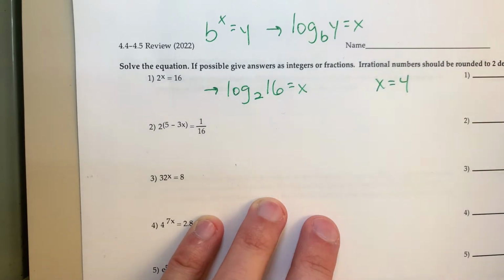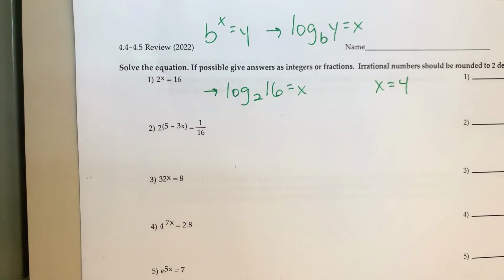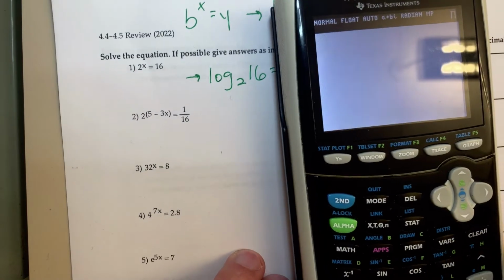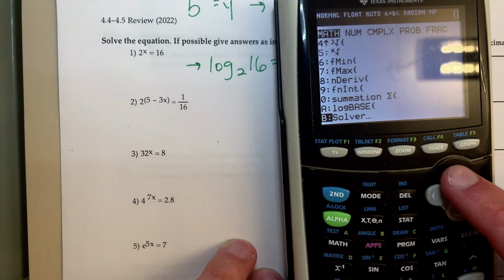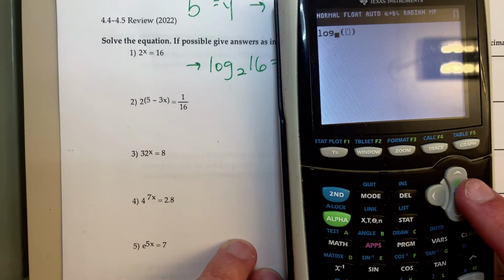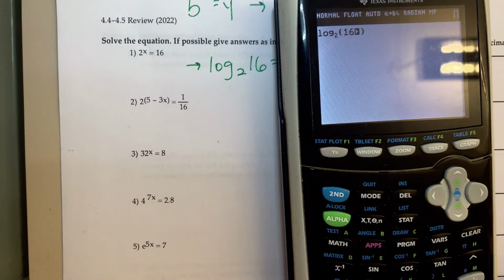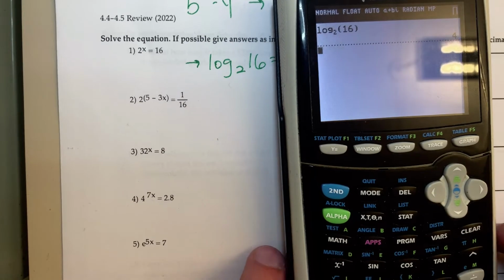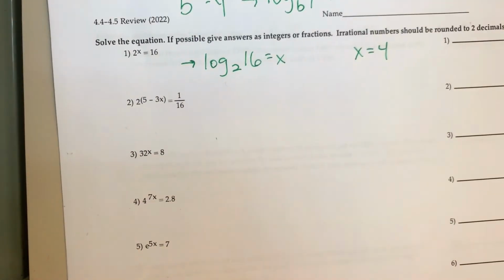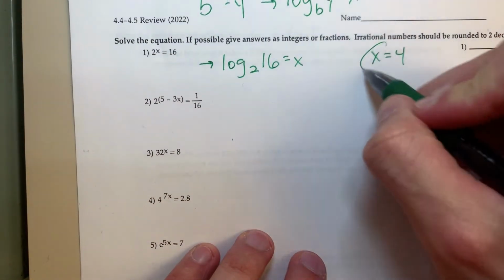But just showing you guys, we can type that right into the calculator. If I have my calculator, we want to go math, and down to log base 2 of 16, which is equal to 4, like we said. So x equals 4. There we go. Pretty simple one to start.